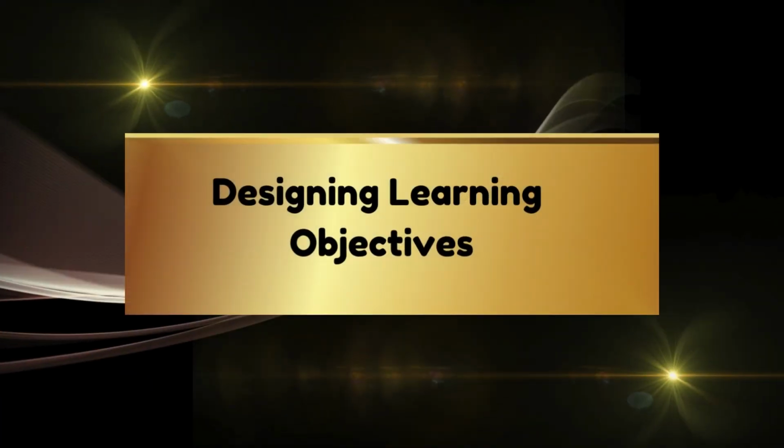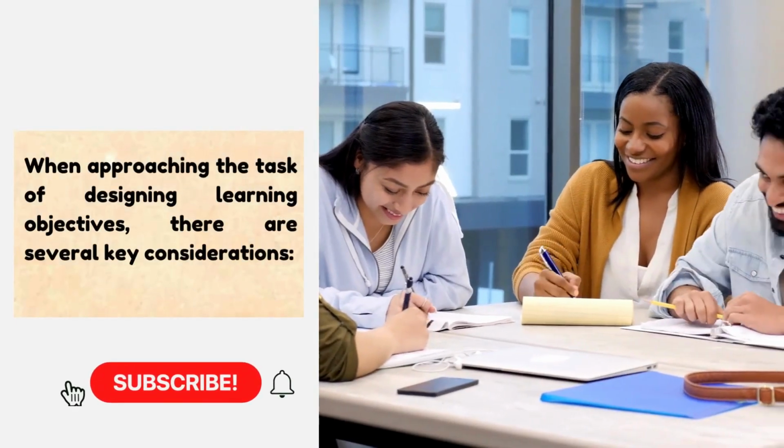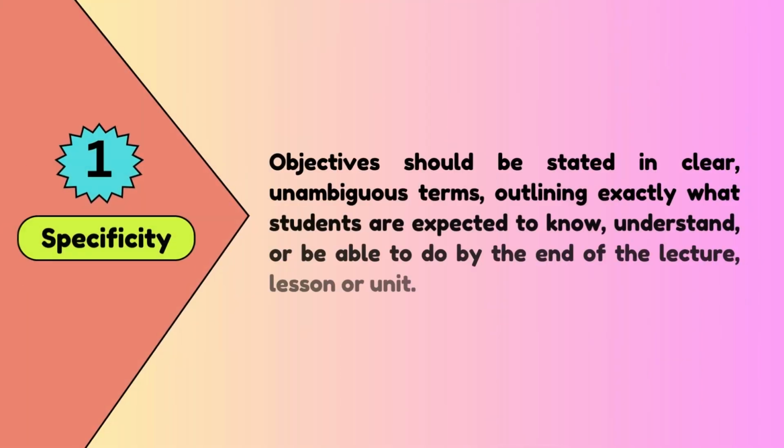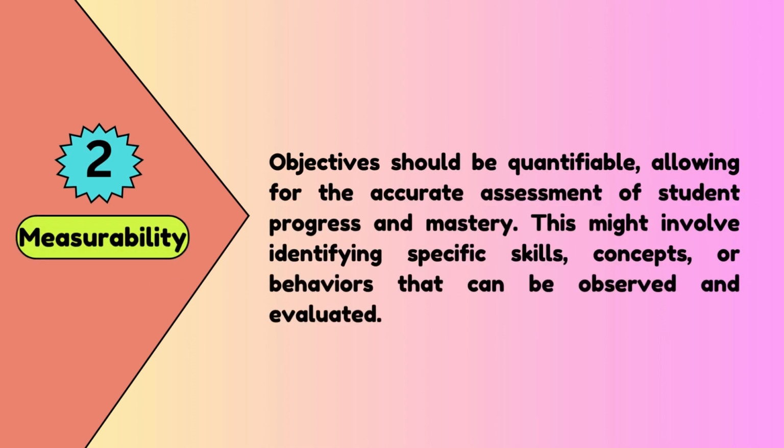Designing learning objectives. When approaching the task of designing learning objectives, there are several key considerations. 1. Specificity. Objectives should be stated in clear, unambiguous terms, outlining exactly what students are expected to know, understand, or be able to do by the end of the lecture, lesson or unit. 2. Measurability. Objectives should be quantifiable, allowing for the accurate assessment of student progress and mastery. This might involve identifying specific skills, concepts, or behaviors that can be observed and evaluated.